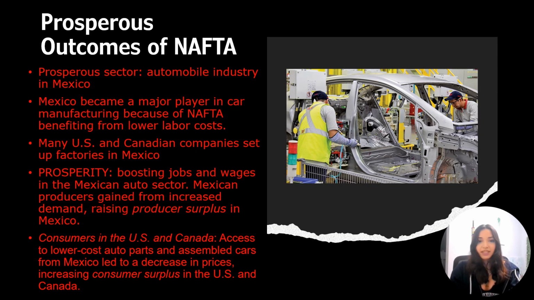Okay, so a prosperous sector because of NAFTA is the automobile industry in Mexico, and it benefited from lower labor costs. And many US and Canadian companies set up factories in Mexico, which boosted jobs and wages. In the Mexican auto sector, Mexican producers gained from increased demand, which raised producer surplus in the country. Consumers in the US and Canada have access to cheaper auto parts because of this, and assembled cars from Mexico led to a decrease in prices, increasing consumer surplus in the US and Canada.